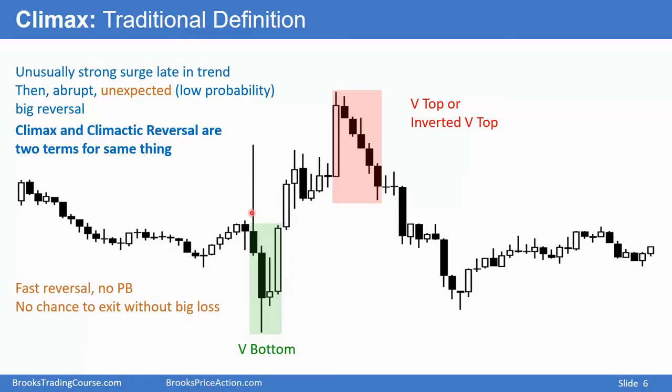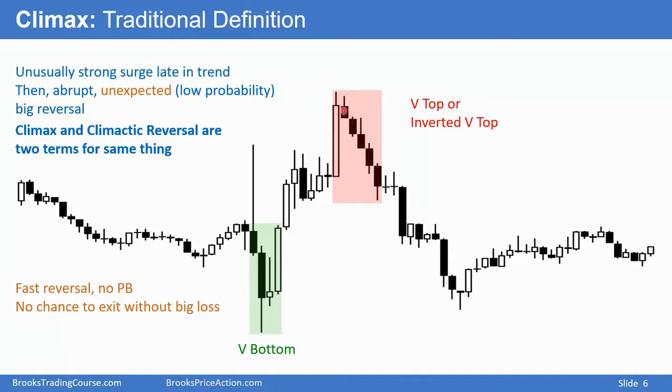Down at the low here, we were selling off strongly and we reversed up. Instead of a pullback, there's no chance to exit without a loss if you're a bear who sold anywhere down here. And the opposite is true here. If you bought this close, confident that you were going to get a measured move up, you never got a chance to get out break even.